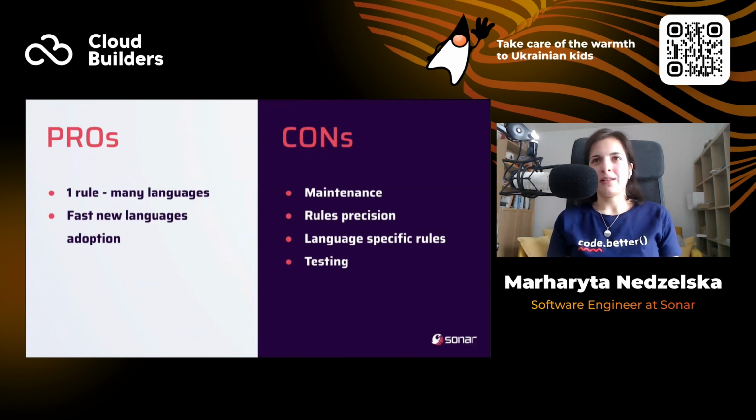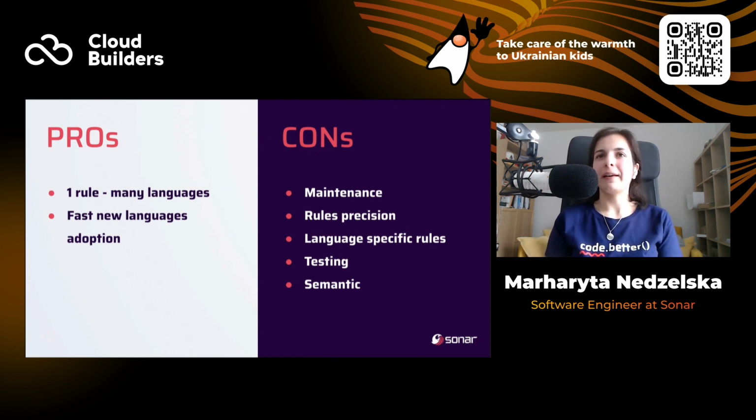Testing. Now you have to test a single rule 5 times. And semantic. So all this was just about the syntax rules. This approach had no semantic, and that's why we could not report issues that had to resolve some variables, that had to resolve some types, and that was really a big limitation for us.